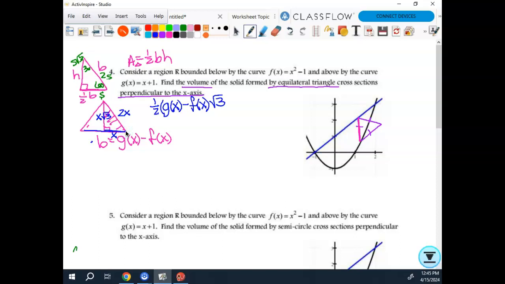X would be half of that. That's what's happening there. You all okay with that? That's to find the height. Yeah, that gives me the height.